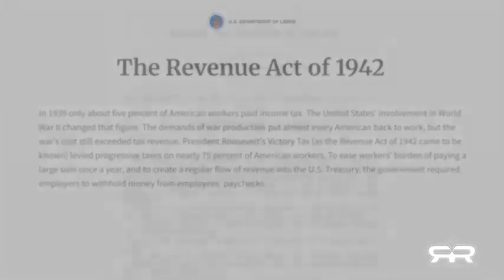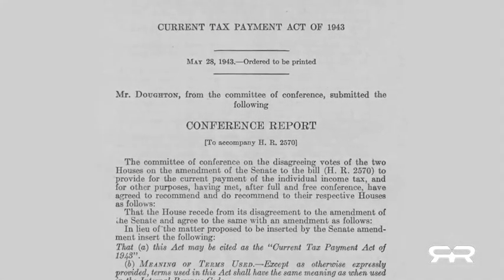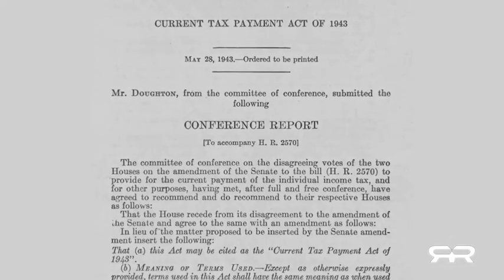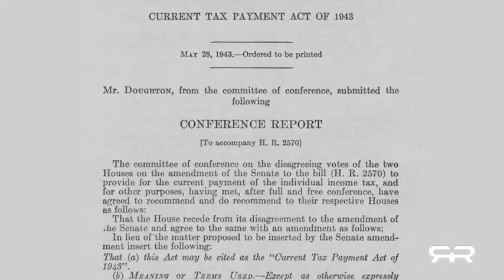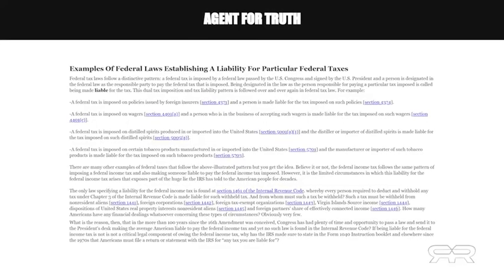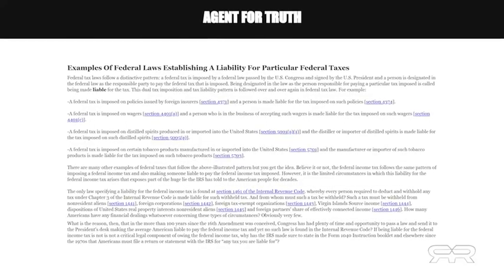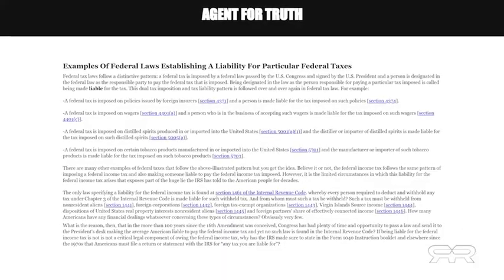The current Tax Payment Act of 1943 required employers to withhold federal income tax from an employee's paycheck each pay period and send the payment directly to the IRS. There is no statute in the Internal Revenue Code that clearly makes the average American wage earner liable to file a 1040 or pay income tax on their labor.